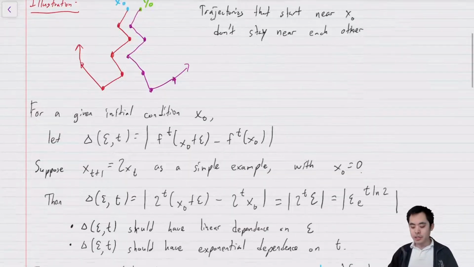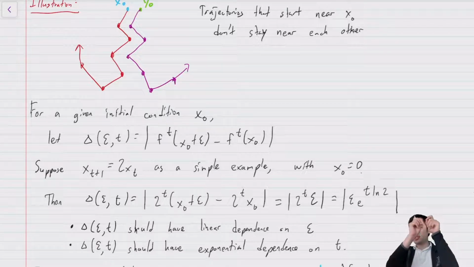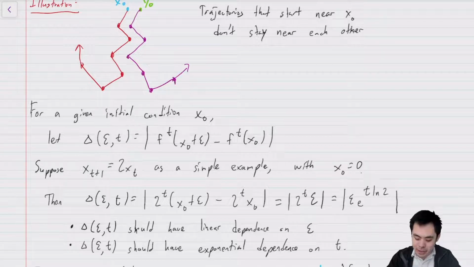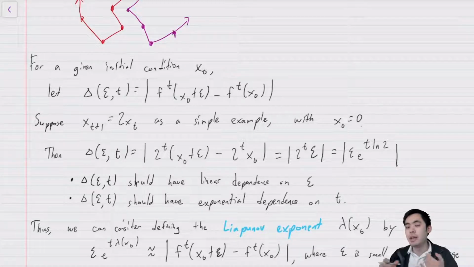And we wanted to measure this. And so one way of measuring this is just to ask, well, how far apart are two different trajectories that start out near each other going to be after t steps? And that's precisely what this delta of epsilon t is measuring here. And we used a very simple example where each time we're just doubling the value of x. And we actually have an unstable equilibrium at x naught equal to 0.